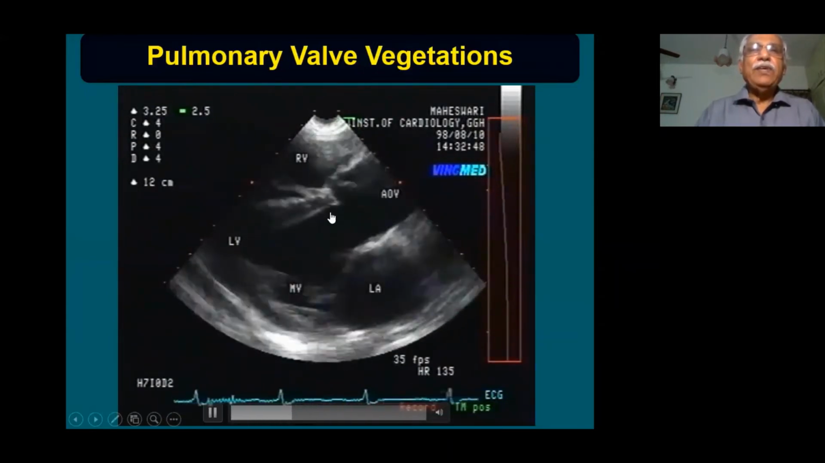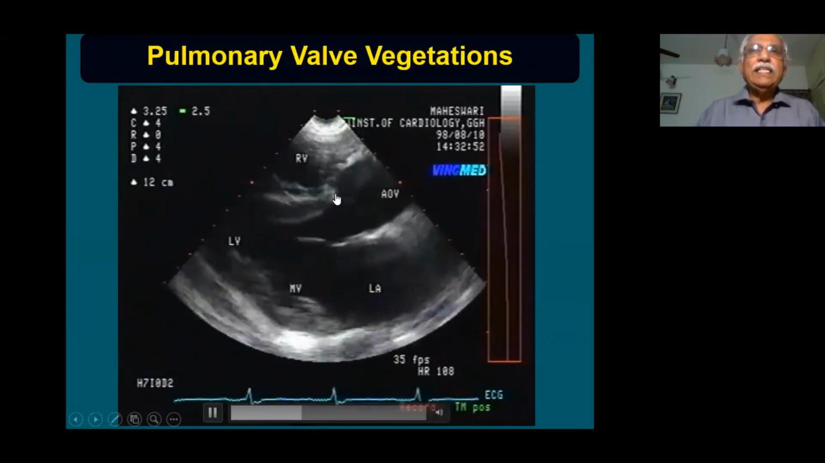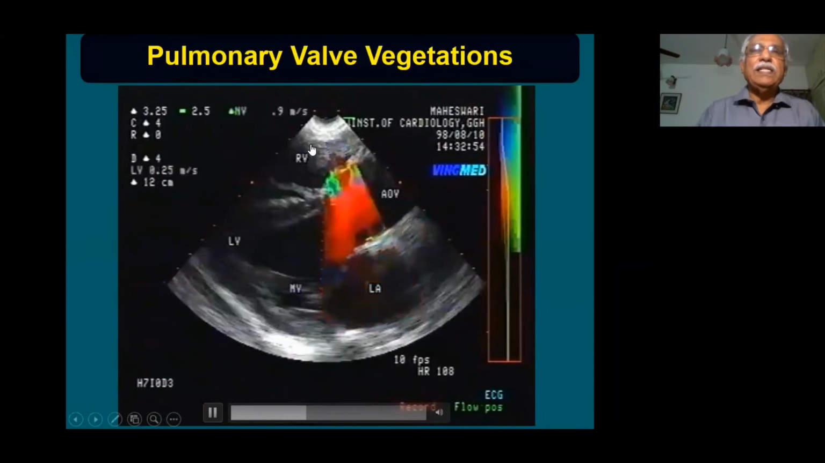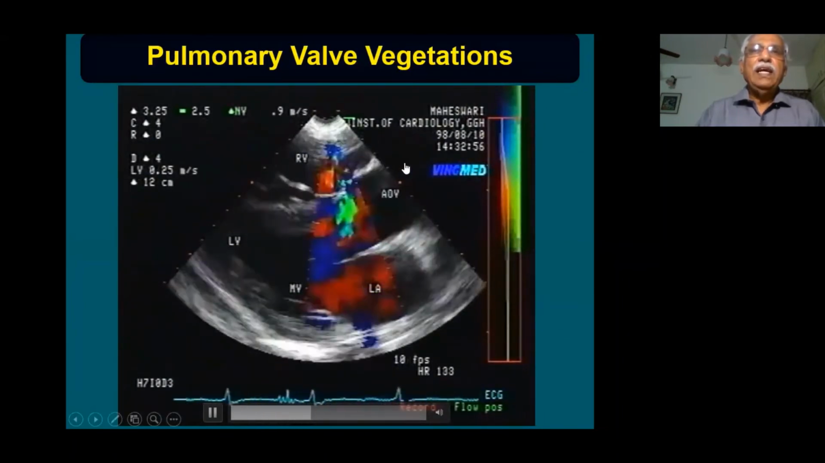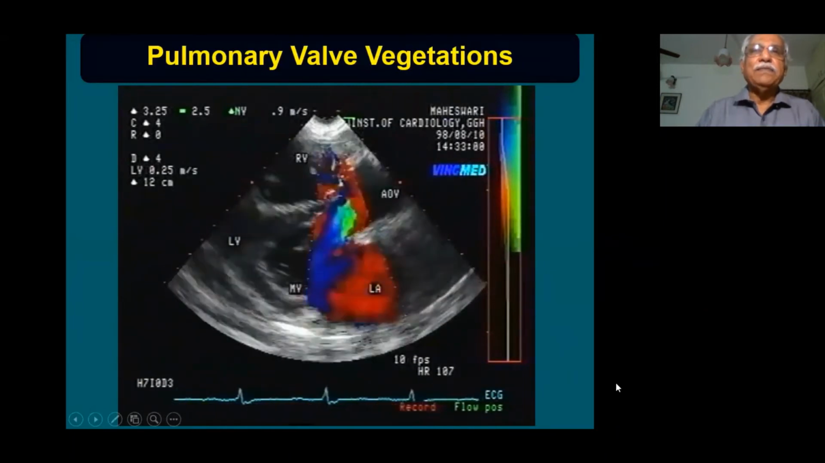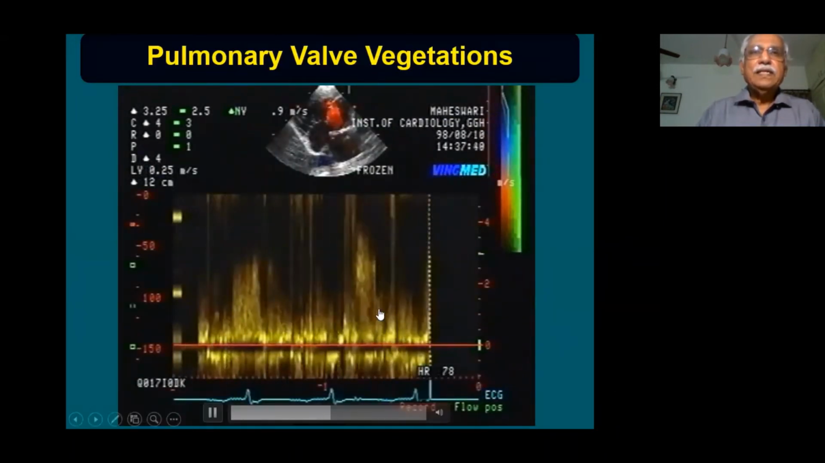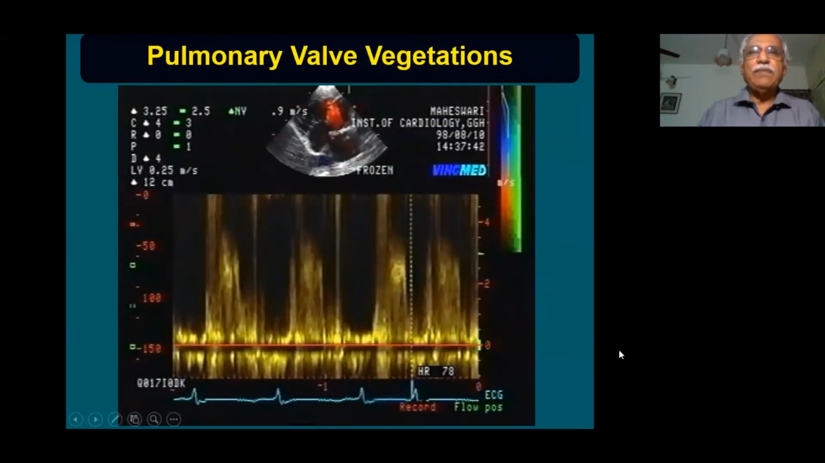So this is a patient with ventricular septal defect, left to right shunt. There is a vegetation near the ventricular septal defect over the anterior wall of the right ventricle and also over the right ventricular outflow tract and over the pulmonary valve. This is a continuous Doppler of the ventricular septal defect.